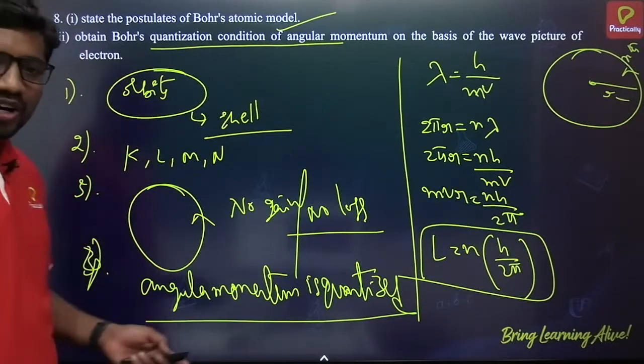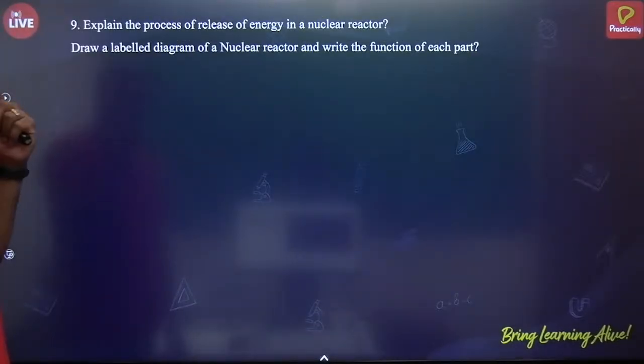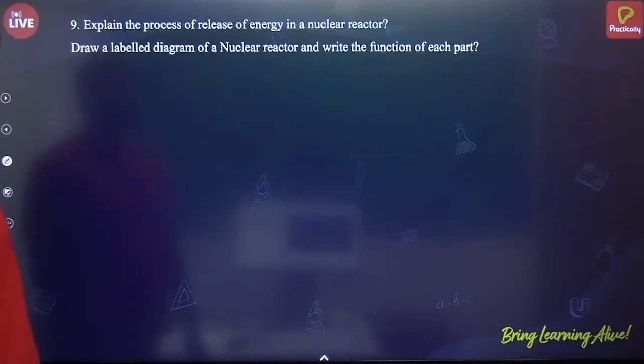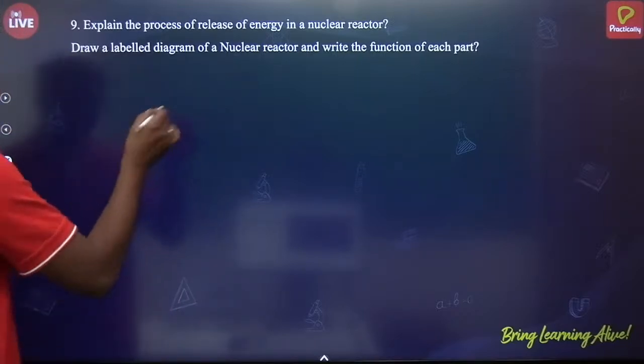Next, let's move on to the next question. Explain the process of release of energy in a nuclear reactor. Draw a labelled diagram of a nuclear reactor and write the function of each part. Okay, fine then. First I'll draw that.